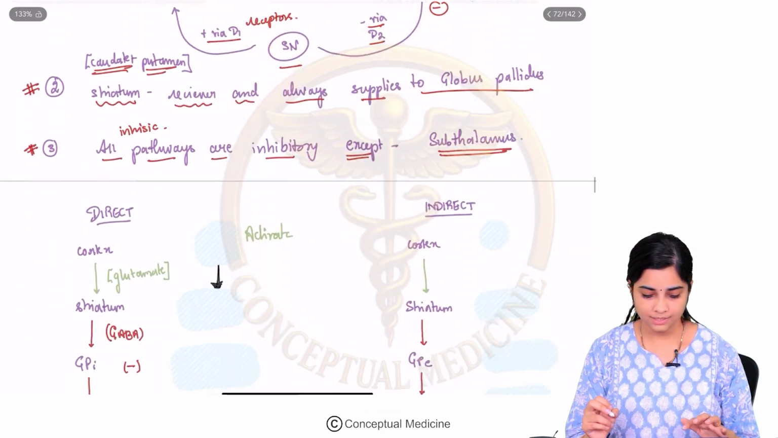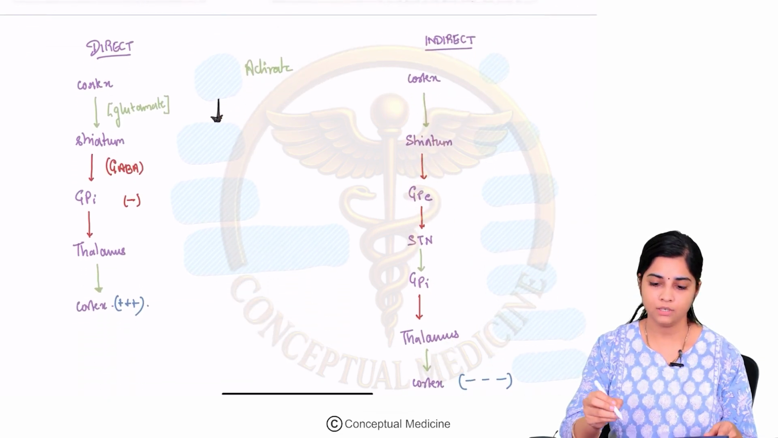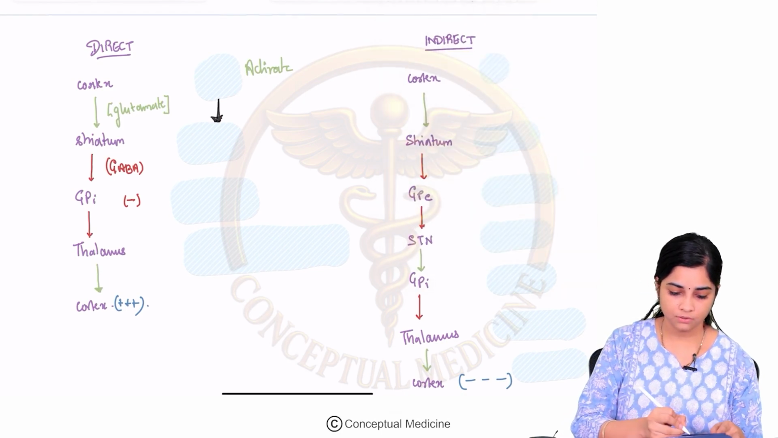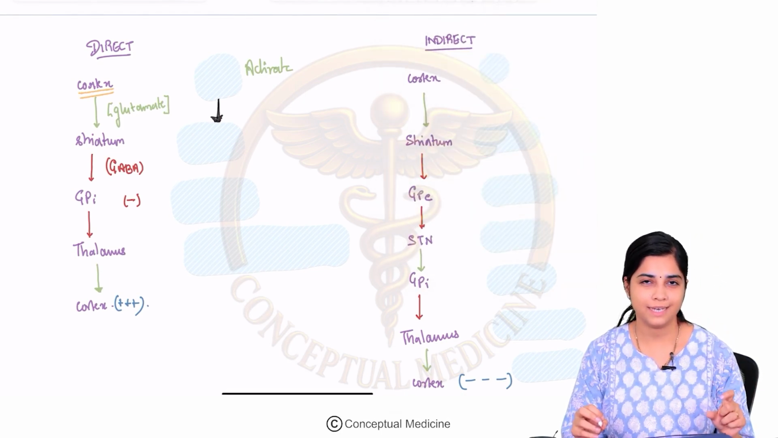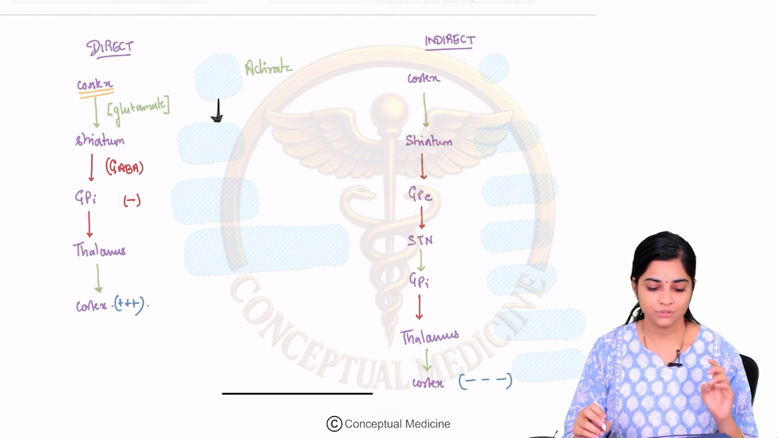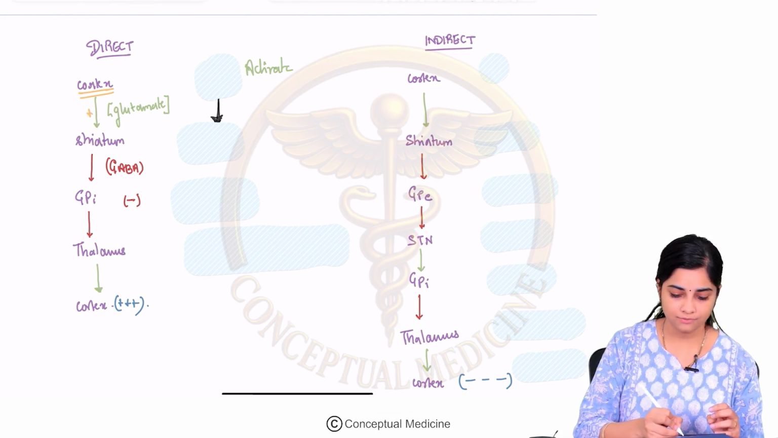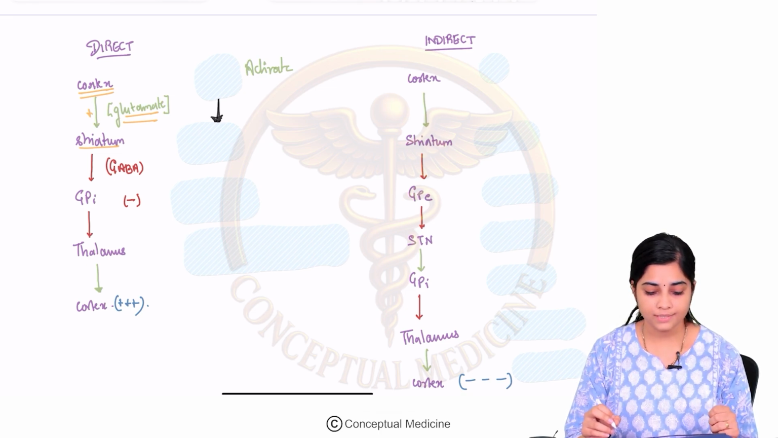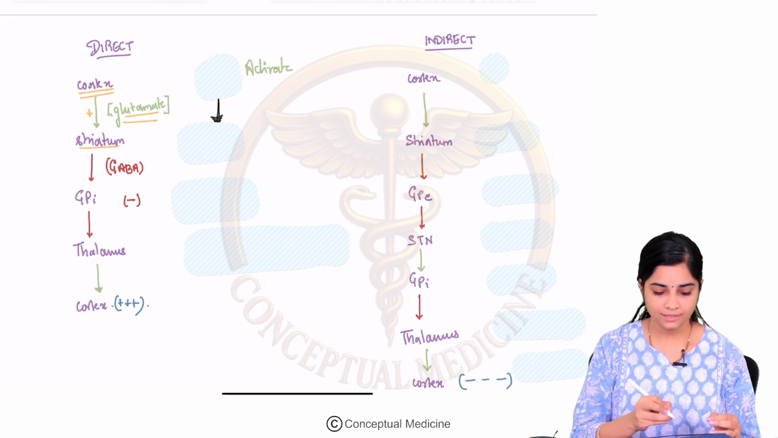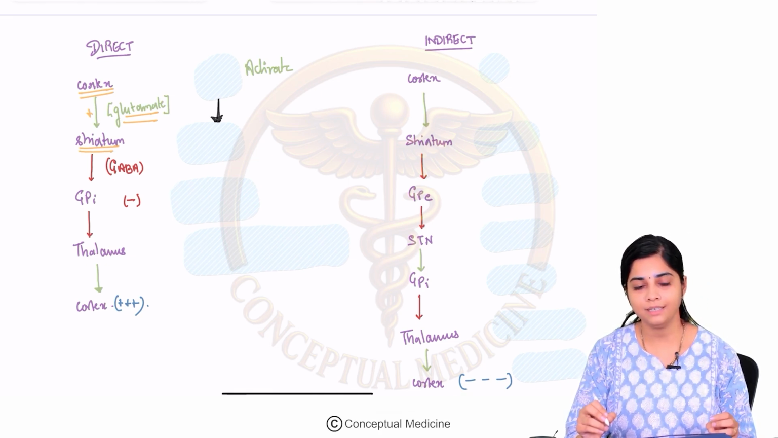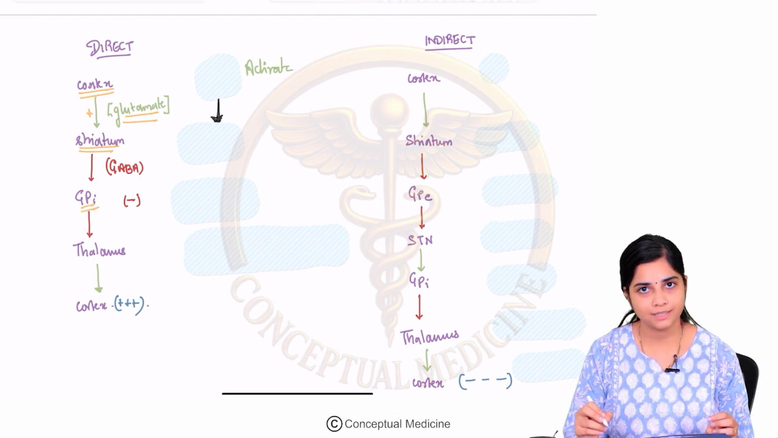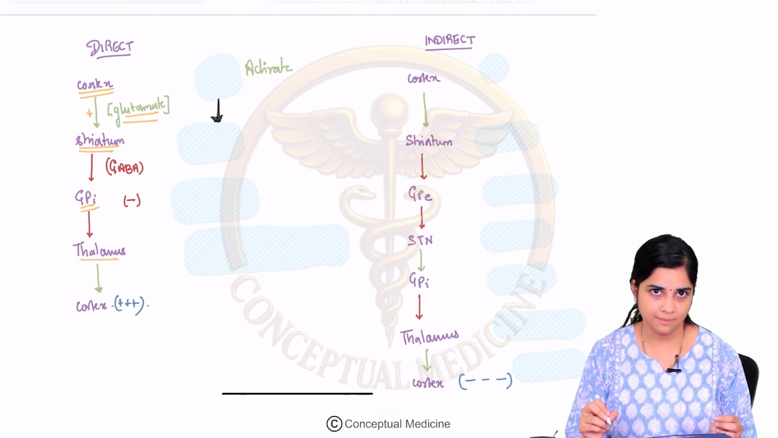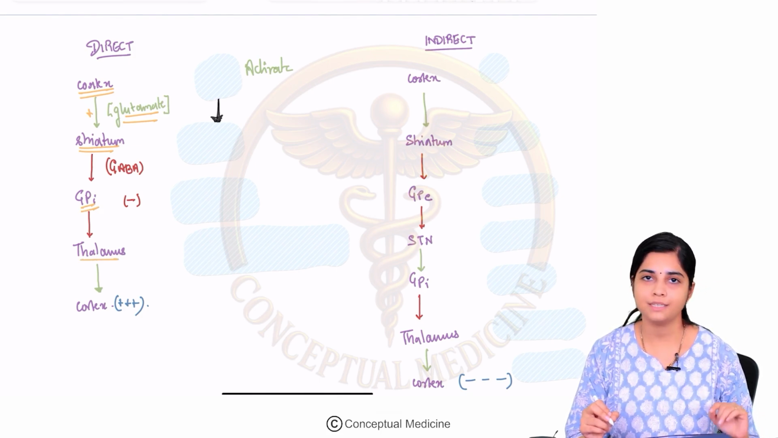Now let us understand the direct pathway first. What are the steps in your direct pathway? Whatever is in green is excitatory, whatever is in red is inhibitory. The cortex causes stimulation of the striatum via glutamate, which is an excitatory neurotransmitter. And we told you all intrinsic pathways are inhibitory. So the striatum is inhibitory to the globus pallidus, correct? The globus pallidus is inhibitory to the thalamus. So all intrinsic pathways are inhibitory except that of the subthalamus.